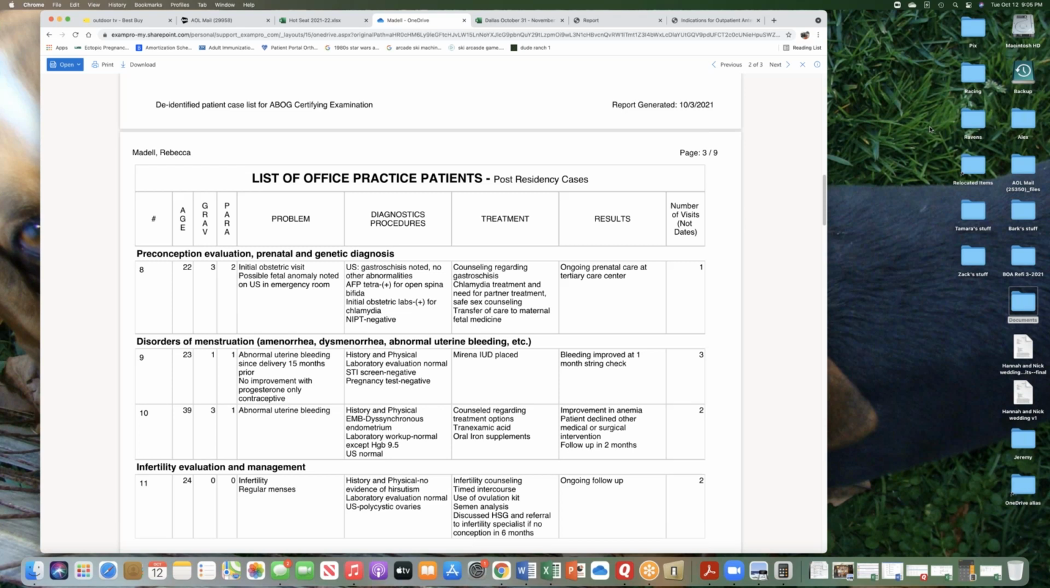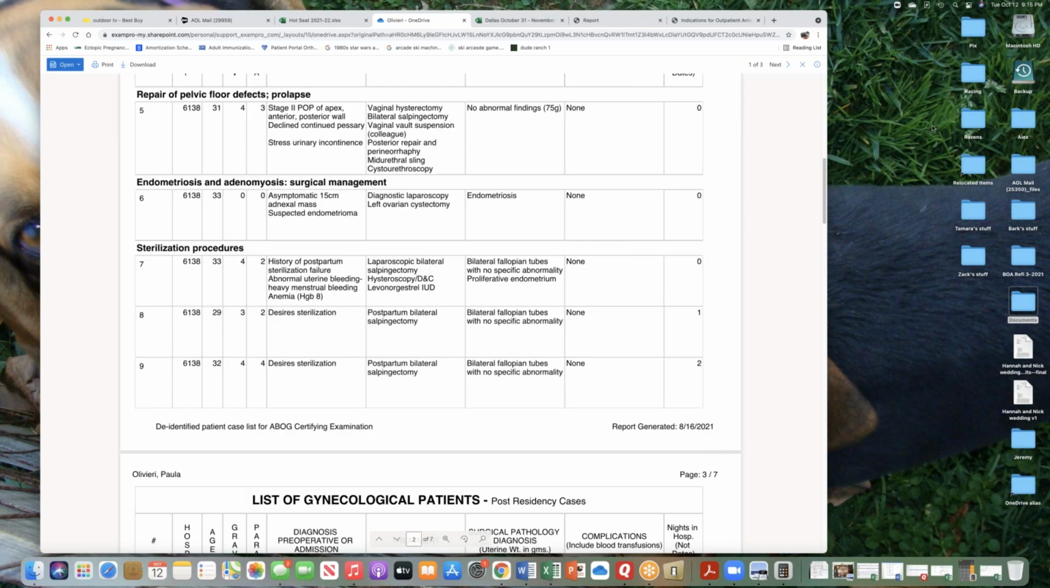Patient number 6 is a 33-year-old nulliparous patient with an asymptomatic 15-centimeter adnexal mass in which endometrioma was suspected. She had a laparoscopic ovarian cystectomy which showed endometriosis. So what are some of the theories of spread of endometriosis?